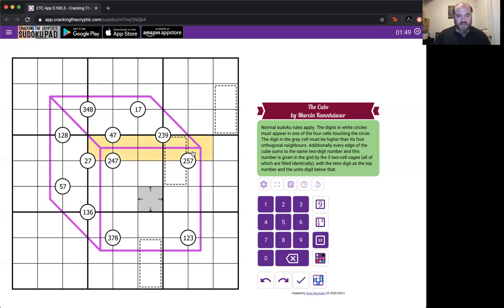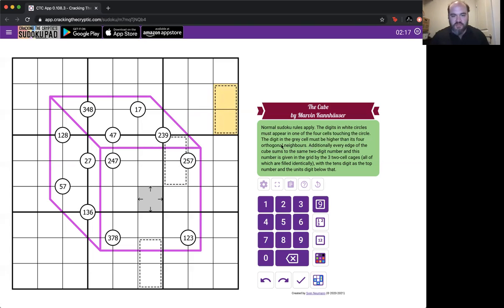But basically, these five, so along this pink line here, and these three must sum to the same number, and that number is given here with the tens digit here and the ones digit here. So if this were, for example, 23, this would also be 23, this would also be 23, and that would be the number that these would sum to. That is an option, and we'll look through it in a bit.